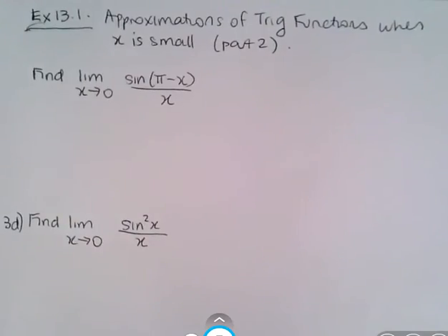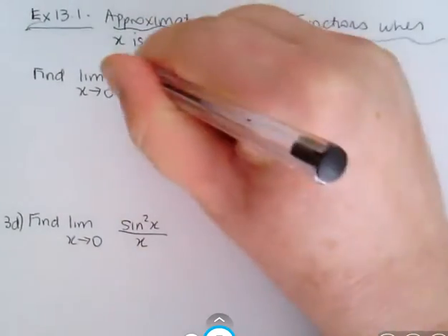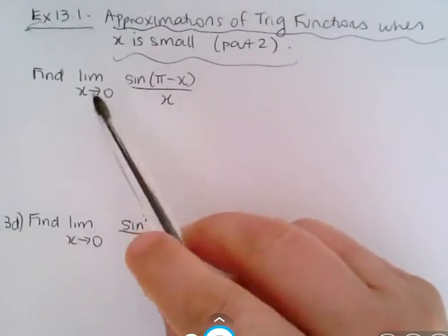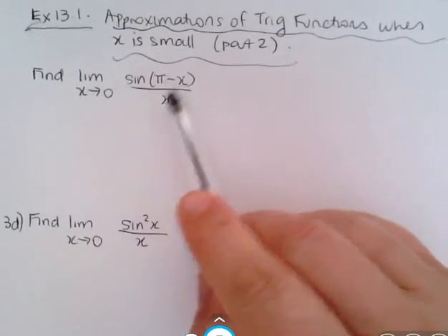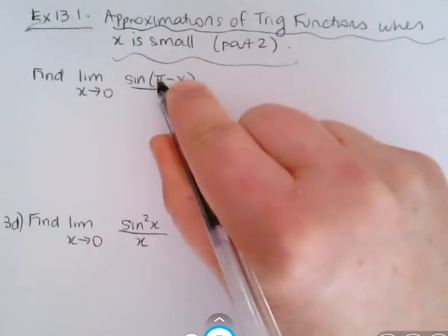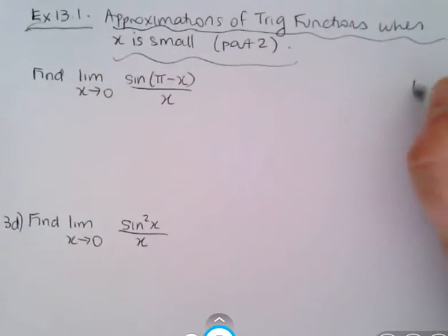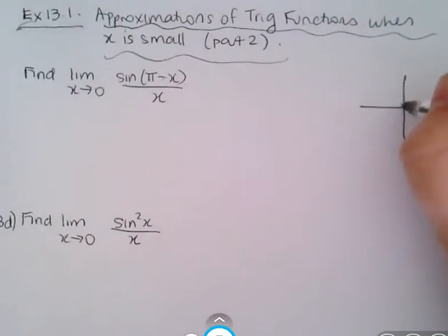Okay, just a few more examples from exercise 13.1, approximation of trig functions when x is small. So you might come across questions like this. Find the limit as x approaches 0 of sine of pi minus x over x. Now what we can do, this is sine of 180 minus x, so that would be in the second quadrant. So I would be changing the way that sine of pi minus x looks.